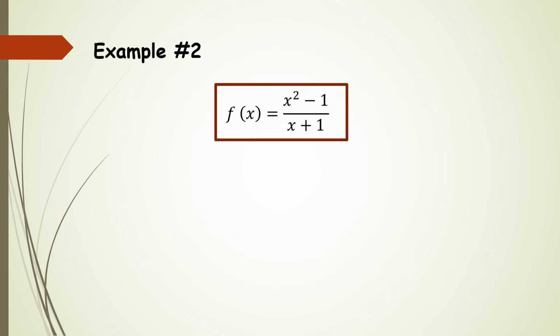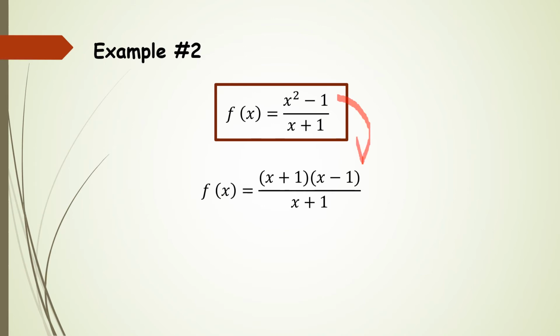Example number 2, we have f of x is equal to x squared minus 1 all over x plus 1. So, by factoring out our numerator, we will get x plus 1 times the quantity x minus 1 all over x plus 1. So, dito makikita natin na pwede nating makancel ang x plus 1 since common factor siya ng numerator at ng denominator. At another is that, ang 0 ng ating denominator ay magkakaroon tayo ng x plus 1 is equal to 0, which is x is equal to negative 1.